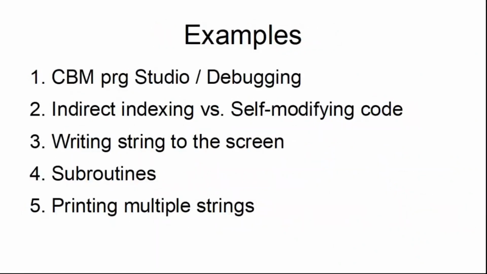Okay, so here we go. I'm going to talk about some examples. First, we're going to use CBM Studio and debug in it. We're going to switch to that program momentarily. I'm going to show you some examples regarding indirect indexing versus self-modifying code. Then we're going to write a string to the screen. Then we're going to talk about subroutines, and lastly, printing multiple strings to the screen.